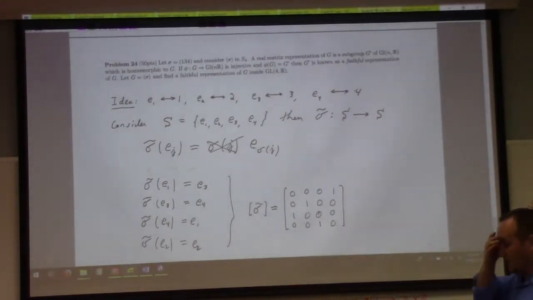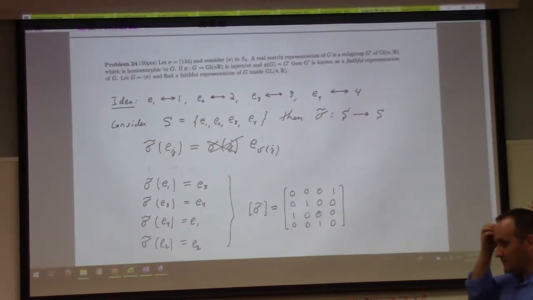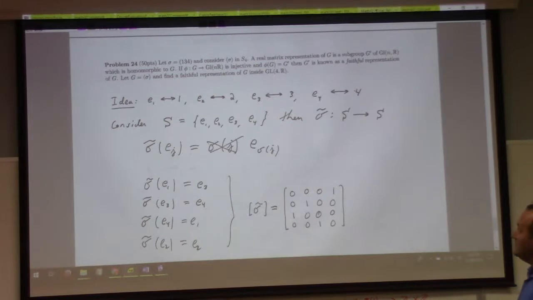I would just use rotations by how many degrees? 120 degrees, right? Rotation in the plane by 120 degrees. That's a 2 by 2 matrix, if you want to look at it that way, and it'll cube to 1. That could give you a faithful representation of this thing, even inside GL2(R). Making it GL4 is just allowing for this more lazy argument.